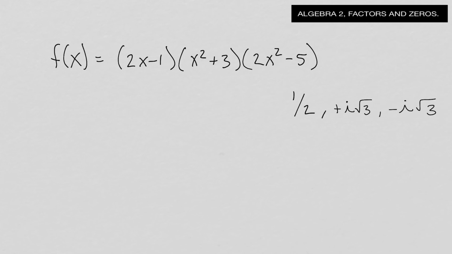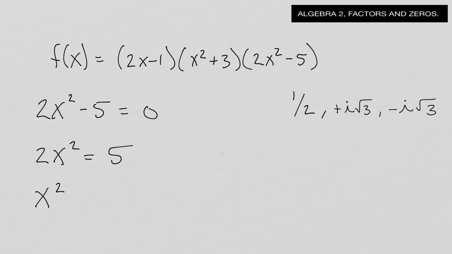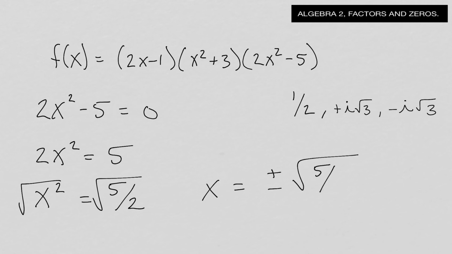And finally, we want to zero out this factor here. So we have 2x squared minus 5 equals 0. Adding 5 to both sides, we have 2x squared equals 5. Dividing both sides by 2, we have x squared equals 5 halves. Once again, we introduce a square root sign, so that leaves x by itself on one side: plus or minus the square root of 5 halves.